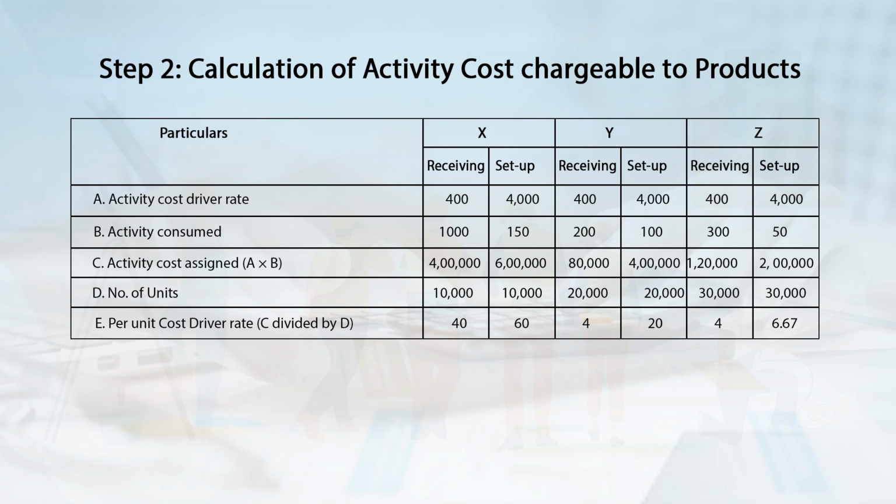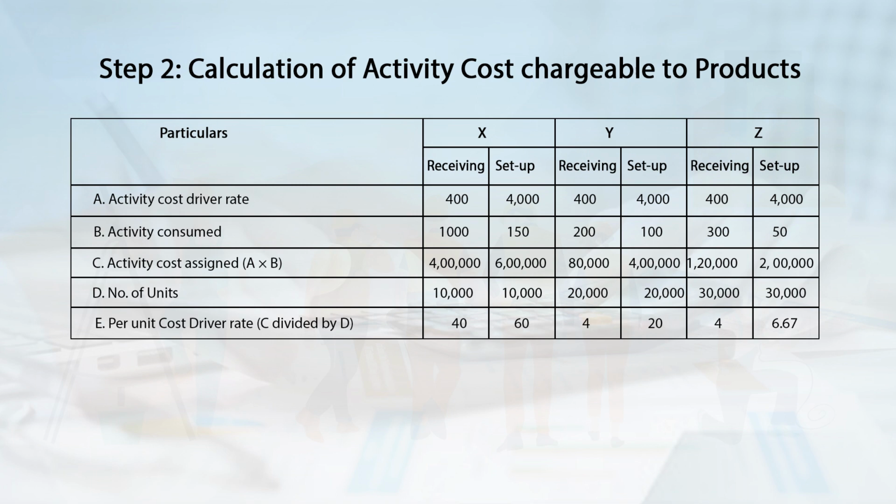Activity cost assigned is equal to A multiplied by B. So, for product X, receiving cost is rupees 4 lakh and setup cost is rupees 6 lakh. For product Y, receiving cost is 80,000 and setup cost is rupees 4 lakh. For product Z, receiving cost is rupees 1,20,000 and setup cost is rupees 2 lakhs. Number of units for product X under receiving is 10,000 and for setup is 10,000. For Y under receiving and setup it is 20,000 and for Z under receiving and setup it is 30,000.